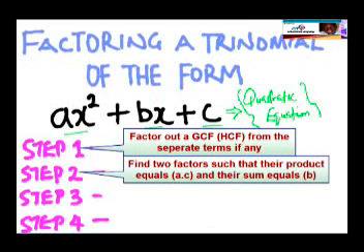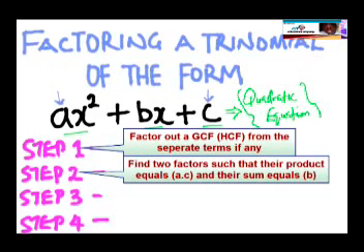So step 2 here says find the two factors whose product equals the product of A and C. First and foremost, you multiply A and C. Second step will be to multiply A and C. So you're now going to find two factors whose product will give you the product of A and C, and whose sum equals B.